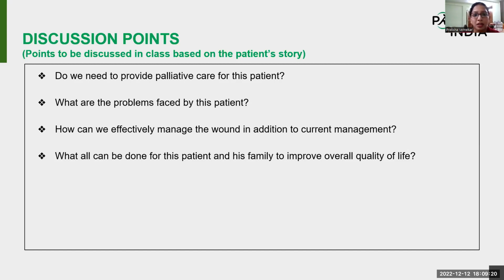So the points to be discussed in today's class are: do we need to provide palliative care for this patient? What are the problems faced by this patient according to you? How can we effectively manage the wound in addition to the current management that is provided to the patient? And what all can be done for this patient and his family to improve the overall quality of life? Thank you.